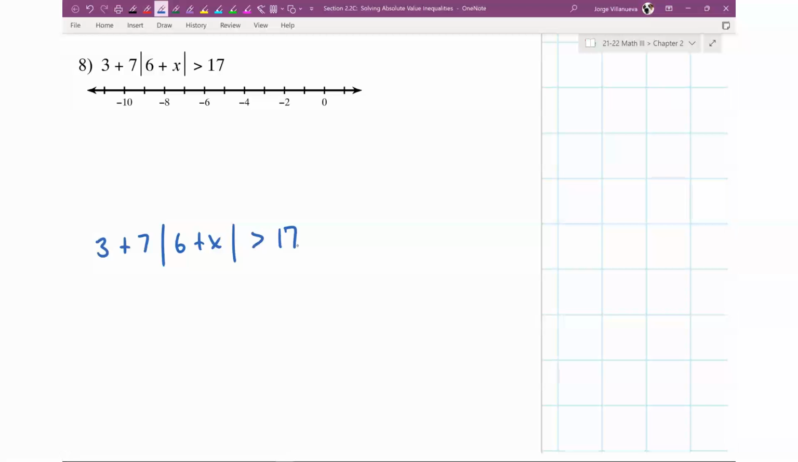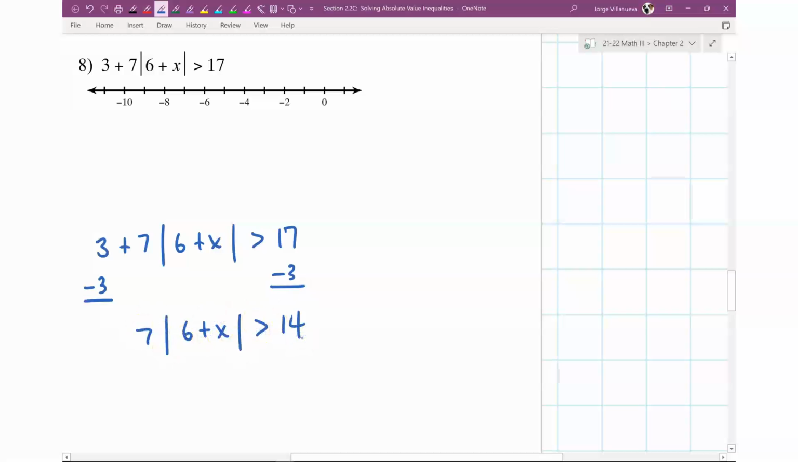The 3. Okay. I'm going to show you a little interesting thing that I learned in high school as to how to help myself when I'm trying to solve. Like, how do I know what to move first? The 3 is going to be moved first, okay? But I'll show you that little thing in a bit. So minus 3. So we end up with 7 absolute value of 6 plus x is greater than 14.